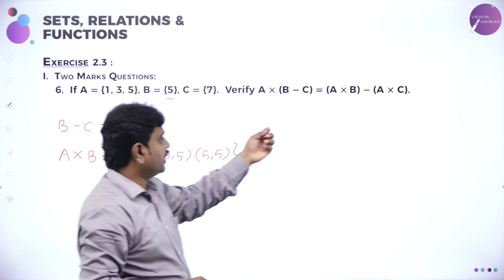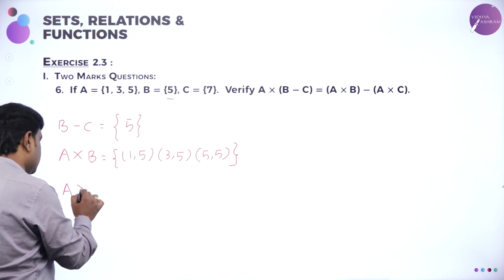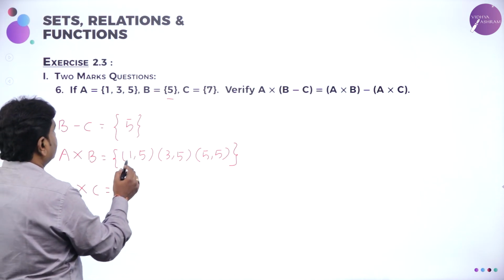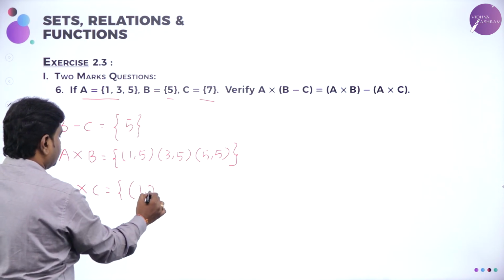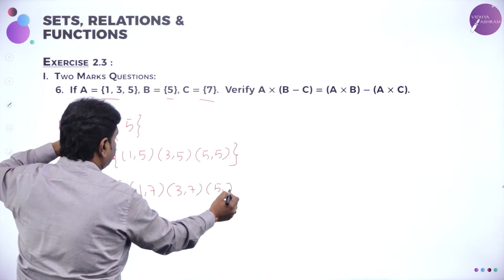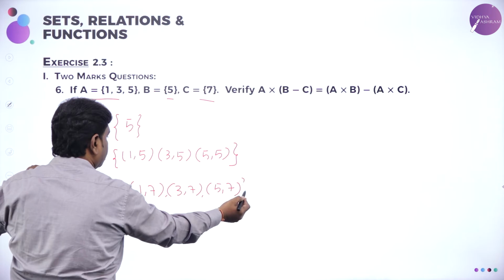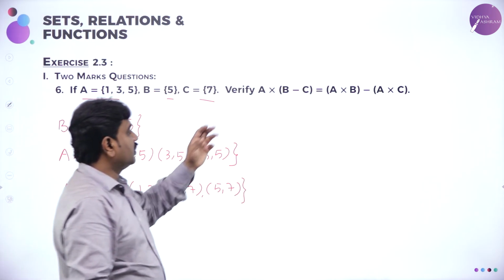Then I also need A cross C. So I should do the Cartesian product of A and C: (1,7), (3,7), (5,7). I got A cross B, I got A cross C, I got B minus C. Now I need to verify.